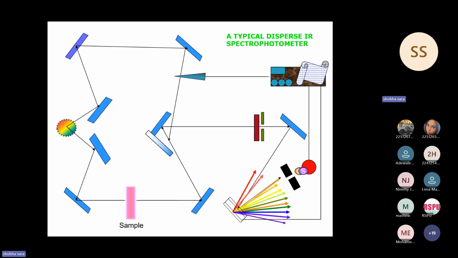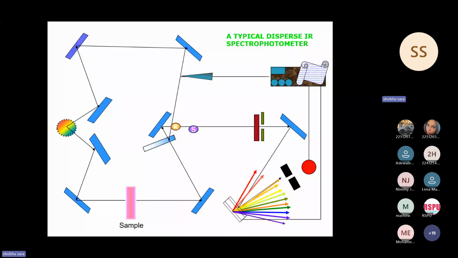Then you can see a diffraction grating. The purpose of the diffraction grating is to separate the wavelengths of light, and it directs each wavelength individually through the slit to the detector. So in dispersive, one wavelength is measured at a time, not all, and the slit will control the spectral bandwidth also, and the grating will select the desired wavelength.